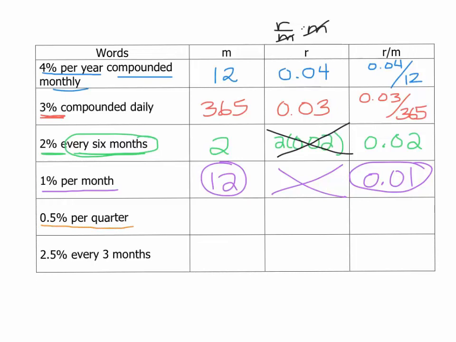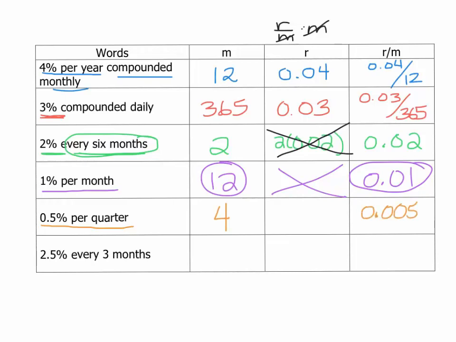Looking at the next one, we're told 0.5% per quarter. So we're compounding quarterly, so our M is going to be 4. They don't give us the annual rate, they give us the rate per compounding period, and so my R divided by M is going to be 0.005.